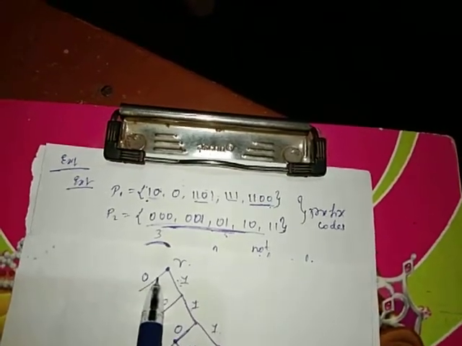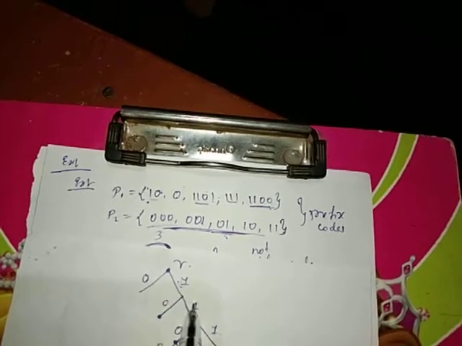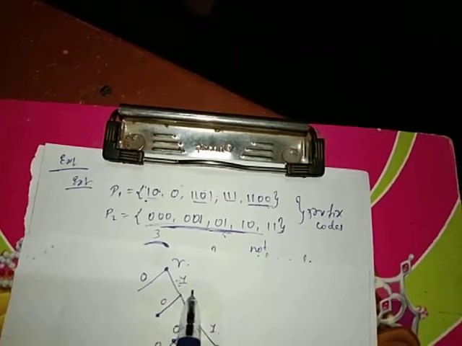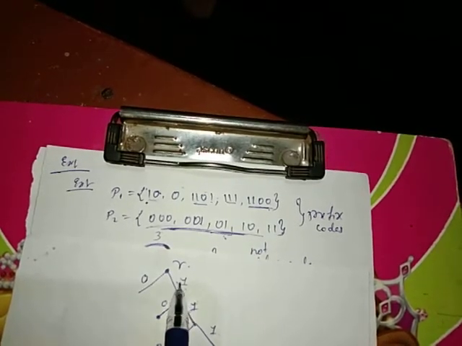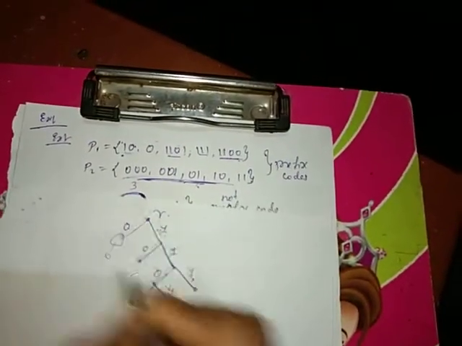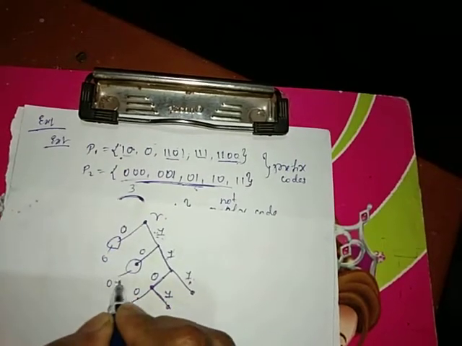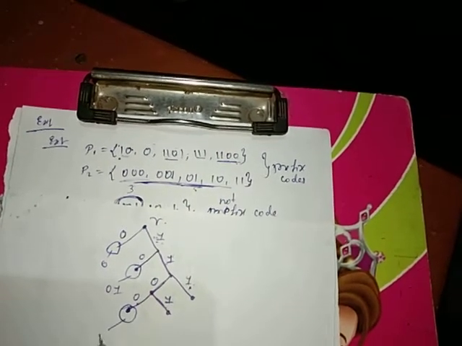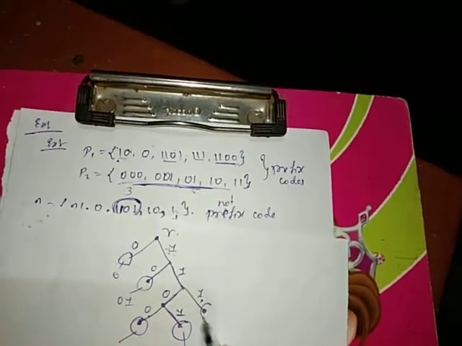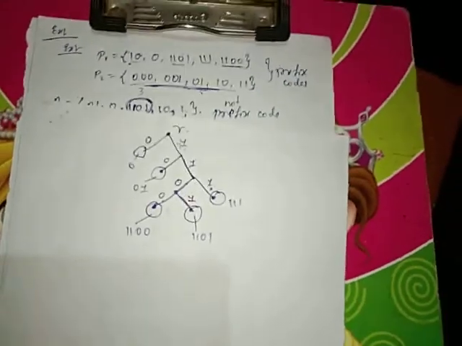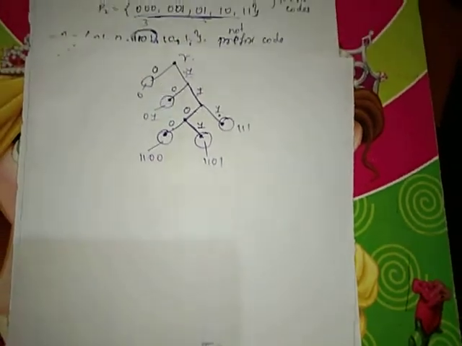Now see here, 0 is there, 0 1, 1 1 0 1, 1 1 0 0 and 1 1. All are present here. So that is how to construct. This one is 0 and this one is 0 1 and this one is 1 1 0 0 and this one is 1 1 0 1 and this one is 1 1. So that is how to construct the tree for the prefixes.